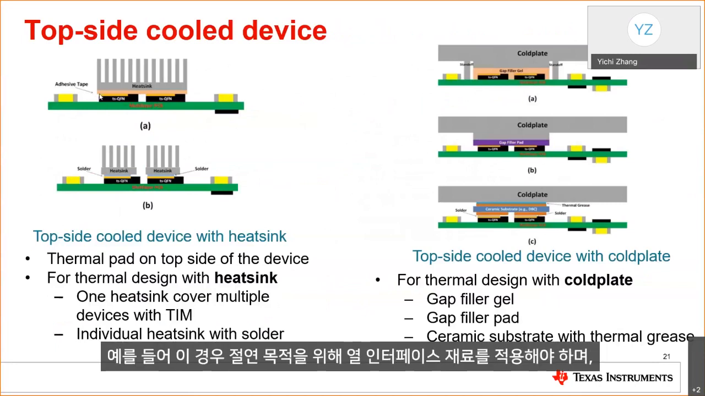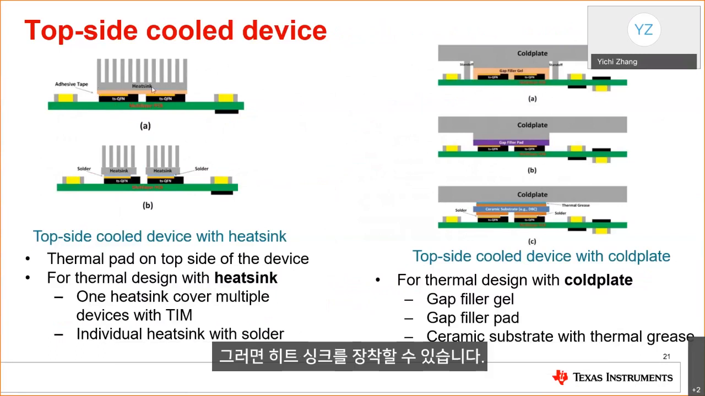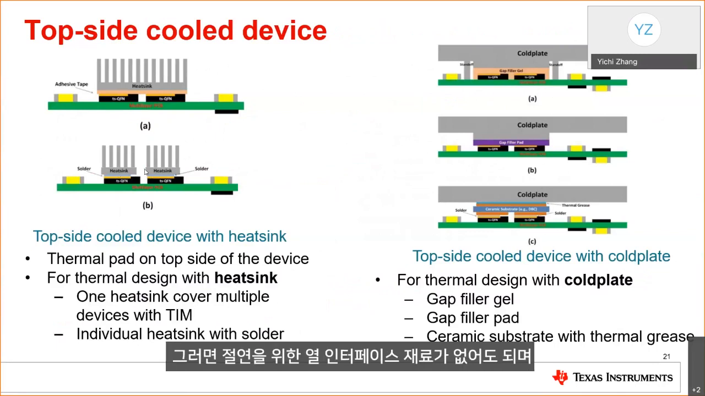So for example, in this case, you will have to apply a thermal interface material for the insulation purposes, and then you can attach a heatsink. And in this case, on the bottom, you can have an individual heatsink, where you don't need to have the thermal interface material for the insulation, and you can directly attach the individual heatsink to the thermal pad.